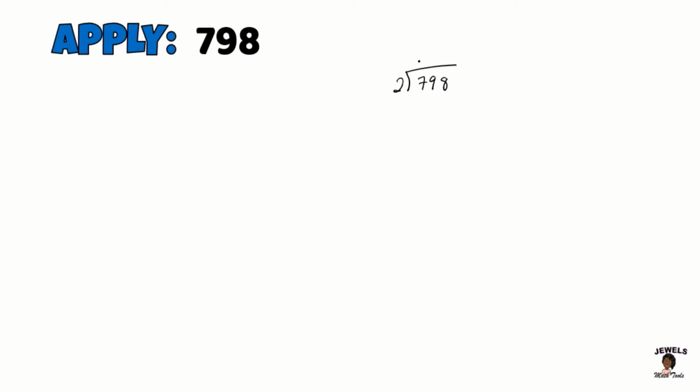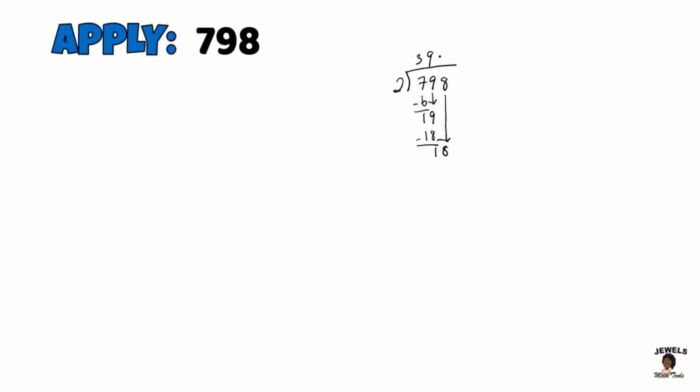So 2 divides into 7 3 times. 3 times 2 is 6. 7 minus 6 will equal 1. We're going to bring down our 9, changing 1 into 19. 2 goes into 19 9 times. 9 times 2 is 18. 19 minus 18 is 1. And we're going to bring down our 8, changing 1 into 18.